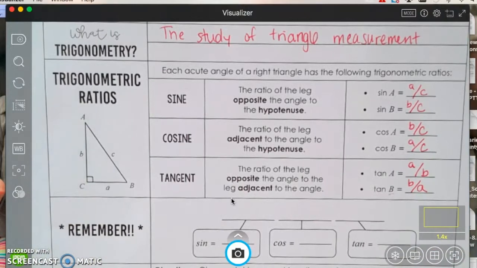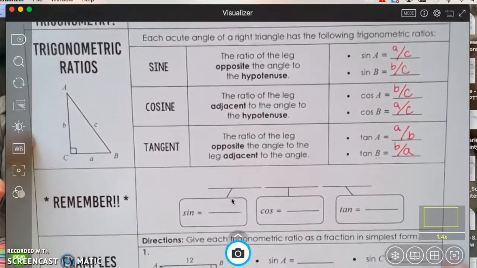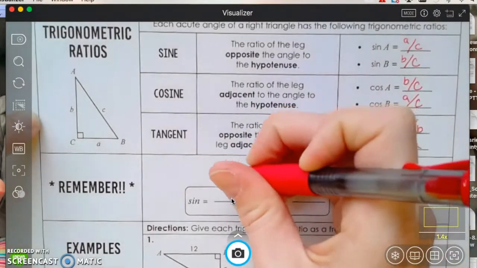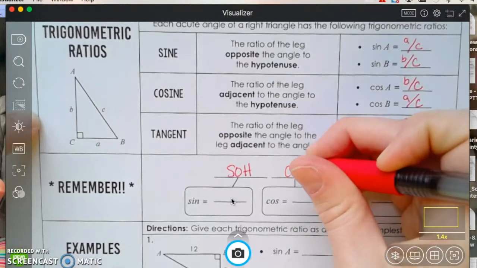So you're going to be using these ratios to find missing side lengths and missing angle measurements, and this is going to be the basic way for how you can remember it. It's called SOHCAHTOA.